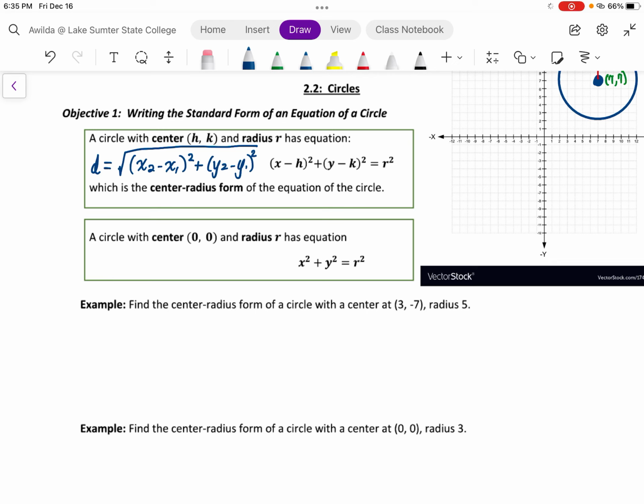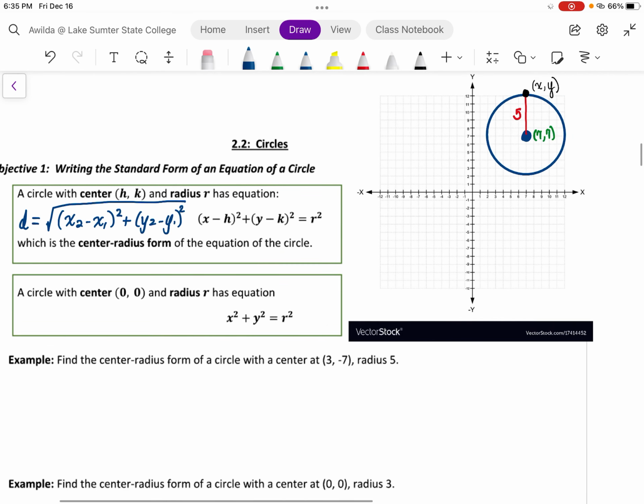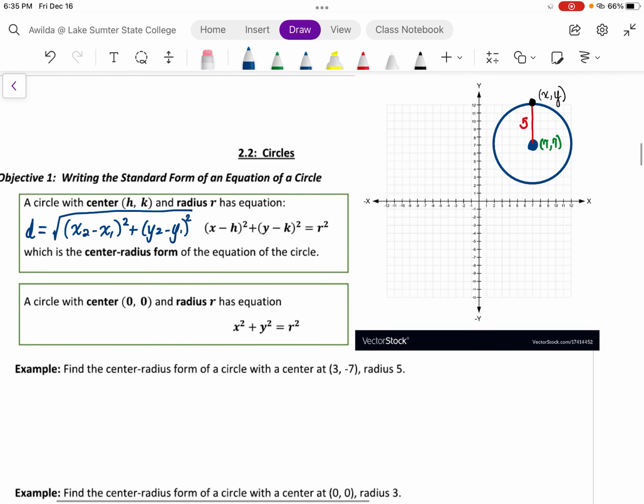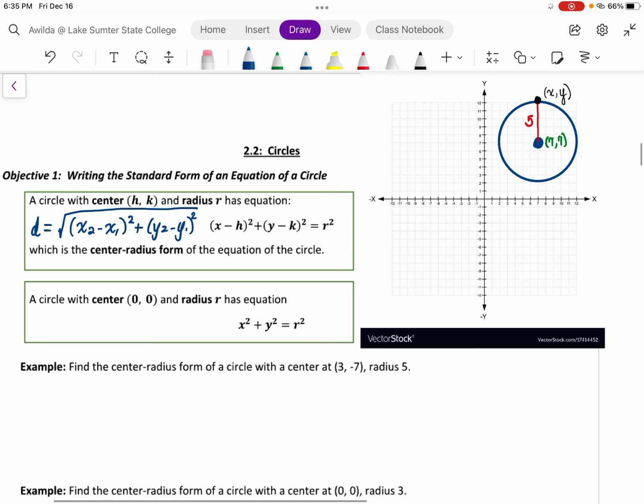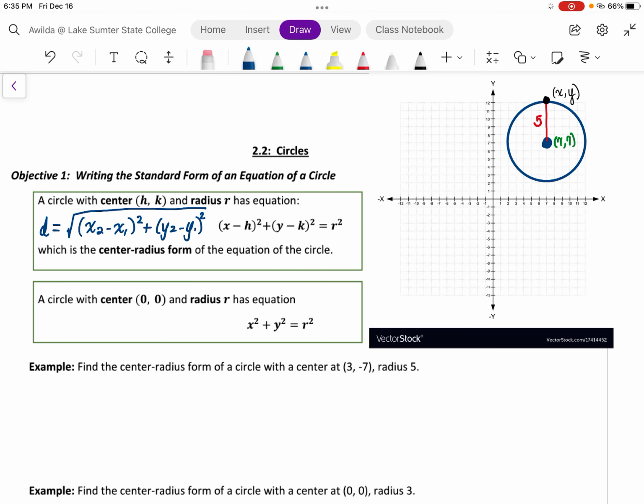The reason these two equations are so similar is that they are indeed one and the same, just with different letters. I've prepared an example here off to the right to show where this equation comes from and why it is nothing more than the distance formula. By definition, a circle is the collection of all points that are equidistant from a fixed point called the center of the circle. Equidistant, of course, means the same distance away from.